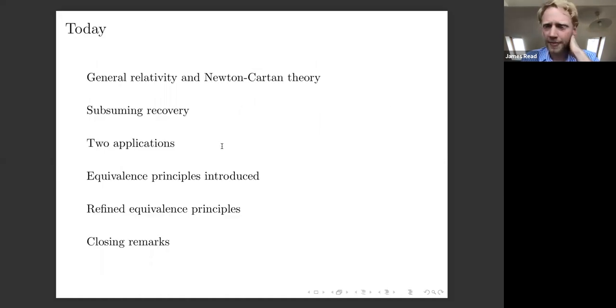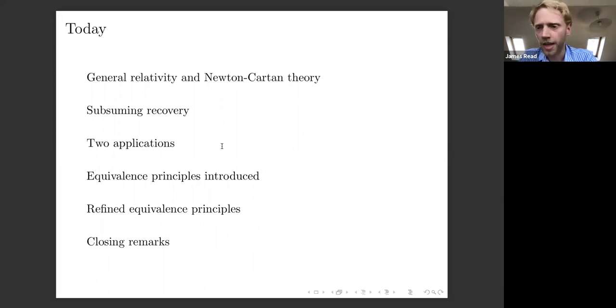So here's the plan. I'm going to start off by reminding you about general relativity and Newton-Cartan theory. A lot of us will be familiar with this already, so I won't take too much time over that. I will then talk about how we can subsume a theorem in the Newtonian context, which is known as the Troutman recovery theorem. This is the work that Nick and I did. And then I'll present very briefly some applications of that. That takes us to the end of the third section of the talk and about the first half of the talk.